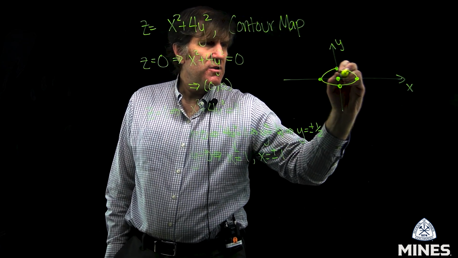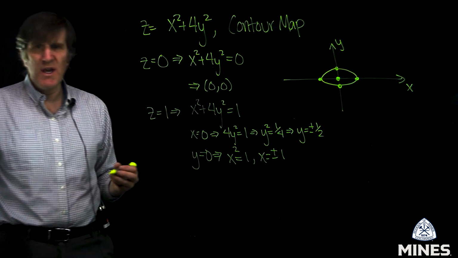We can draw the contour now, and it is an ellipse. That's the ellipse that we get.